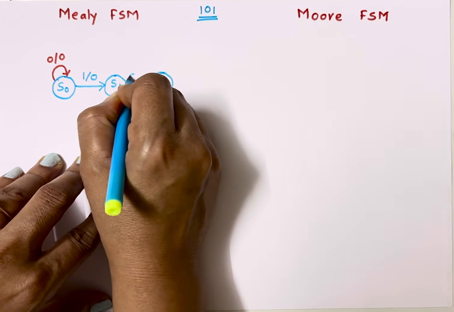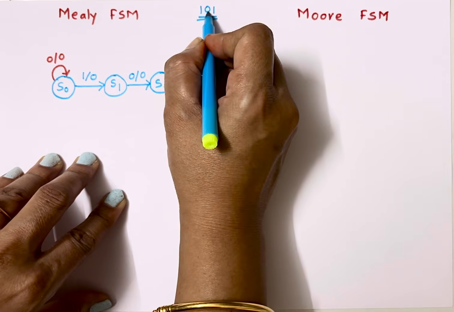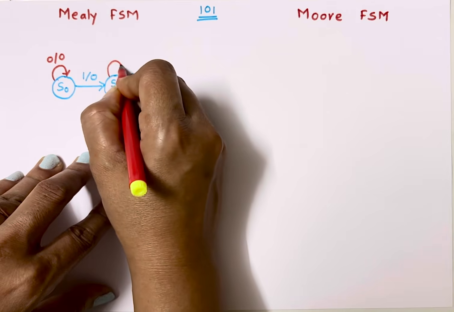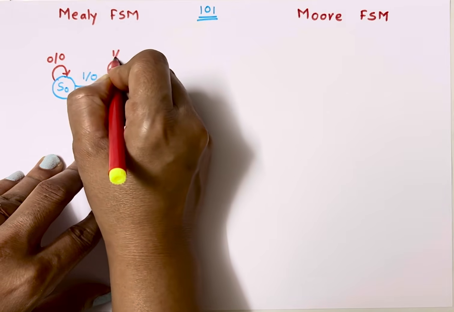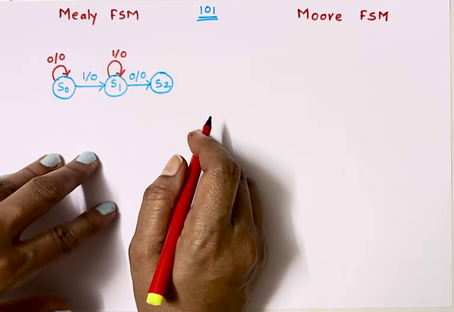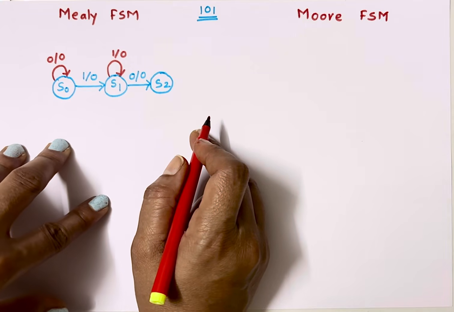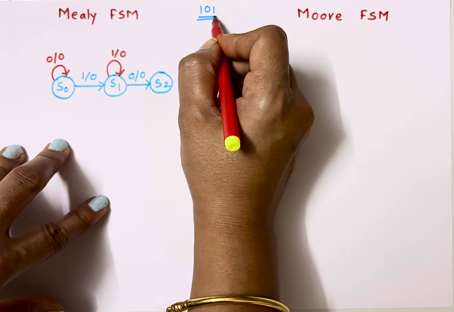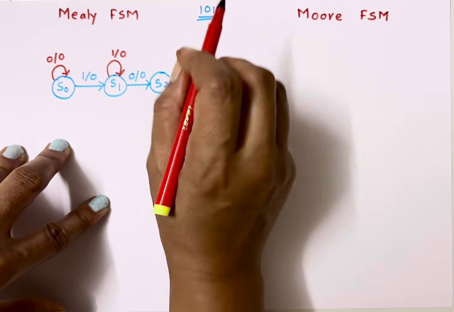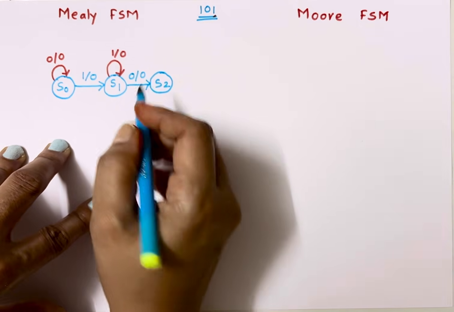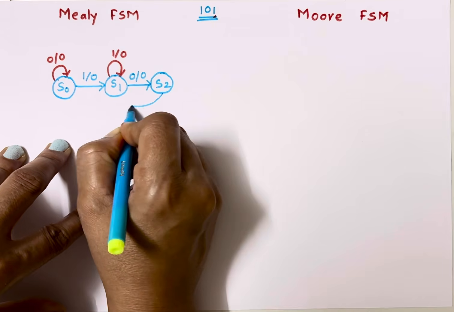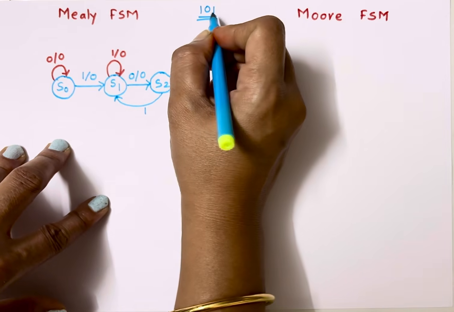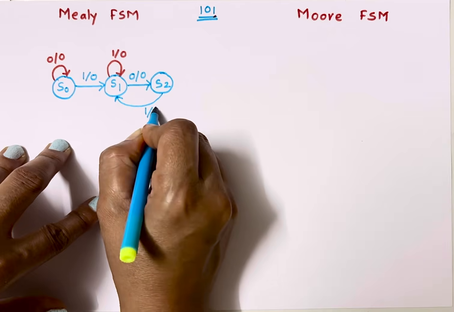If 0 comes, it will go to the next state because 0 is my correct bit. But what if 1 comes? It will remain in the same state and the output is 0. At S2, again there is a probability that 0 can come or 1 can come. If 1 comes, 1 is my correct bit, so it will go to state S1. Now the entire sequence has been detected, so the output will become 1.